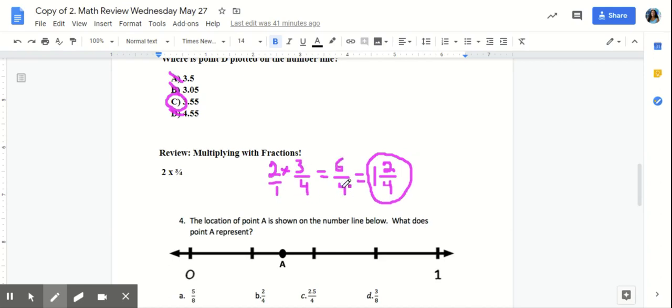And we get 6/4. Now we know that whenever we're multiplying a whole number by a fraction less than 1, our product is always going to be less than our whole number, which in this case, our whole number is 2. And we got 1 and 2/4 because 6/4 is a fraction greater than 1, so we must turn it into a mixed number. So our final product is 1 and 2/4.